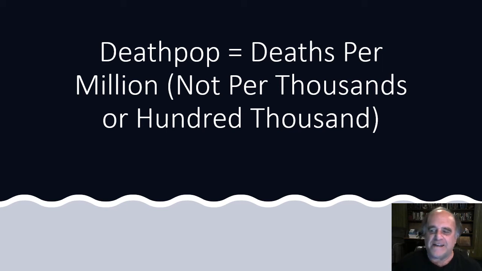So all it does is put anything off by a factor of 10, really. It doesn't affect the interpretation of any of the analyses, but it does put things off by a factor of 10, and I apologize for that. But instead of changing all the slides, I'm just letting you know that whenever it says death pop, that's deaths per million, not per thousands or 100,000s. And I thank you for your understanding with this issue.